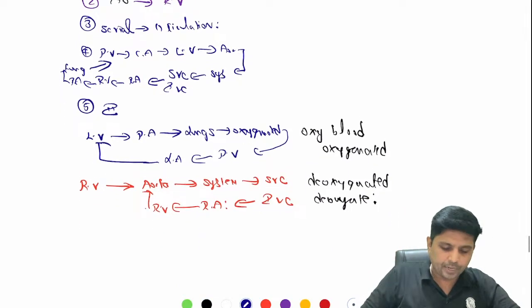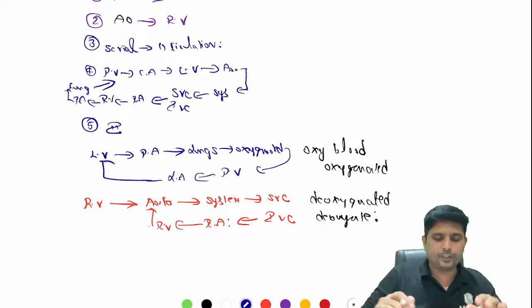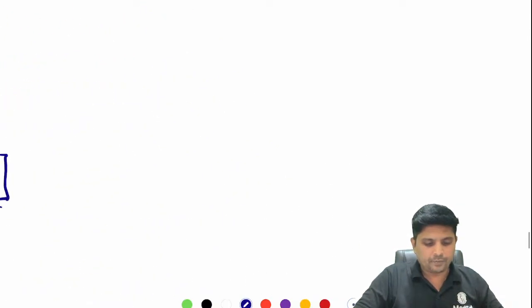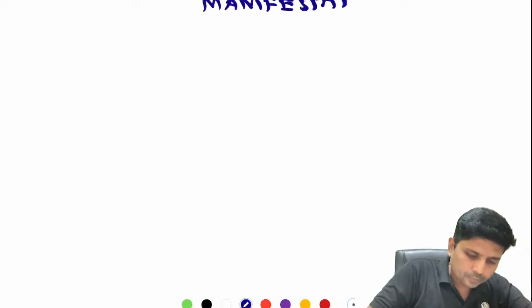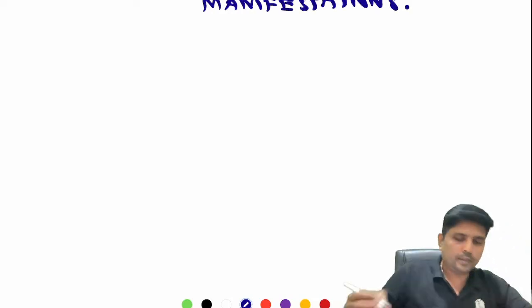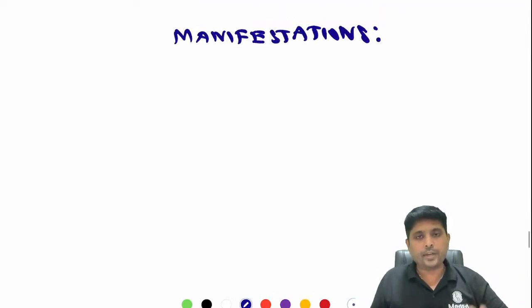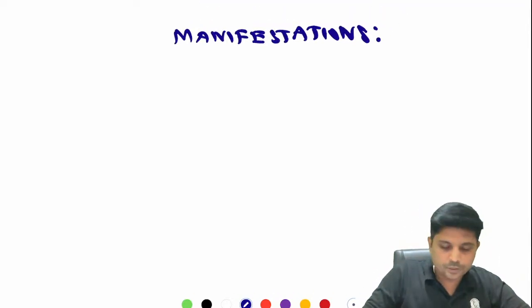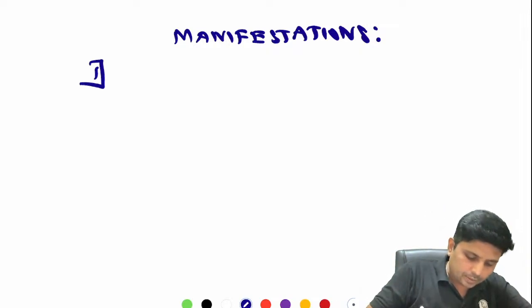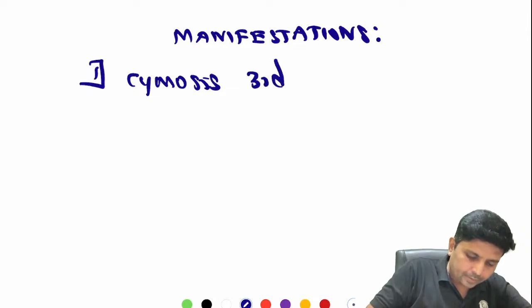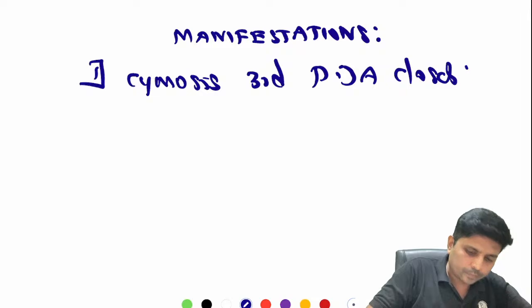So what happens immediately after birth? This is pathophysiology. So what are all the manifestations? Very simple. The manifestations are cyanosis on third day when the patent ductus arteriosus closes.